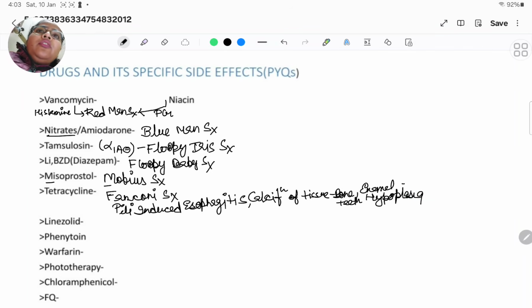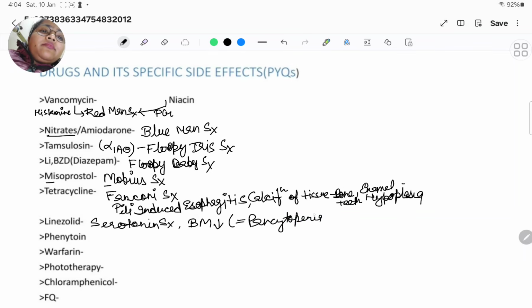Okay. Now linezolid causes serotonin syndrome, and along with that it also causes bone marrow suppression, or you can say pancytopenia. Phenytoin, on the other hand, causes purple glove syndrome. It has many other side effects also, like osteomalacia and gingival hyperplasia, but this is the syndrome, purple glove syndrome. Warfarin, on the other hand, causes purple toe syndrome.